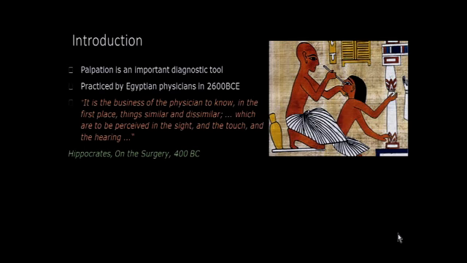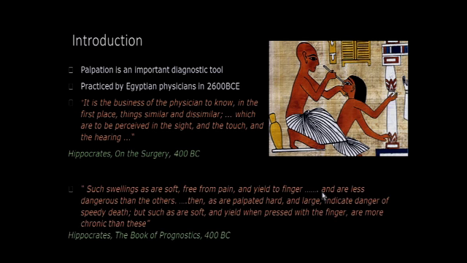So palpation is an important diagnostic tool, and it was practiced as early as 2600 BC by the Egyptian physicians. It's said that it's the business of the physician to know, in the first place, things that are similar and dissimilar, and that are perceived by sight, touch, and hearing, and this was said by Hippocrates himself. So what he mentioned was that such swellings as are soft or free from pain and yield to the finger are less dangerous than the others that are hard or palpated as hard and large and indicate danger of speedy death. So perhaps he was talking about cancers.